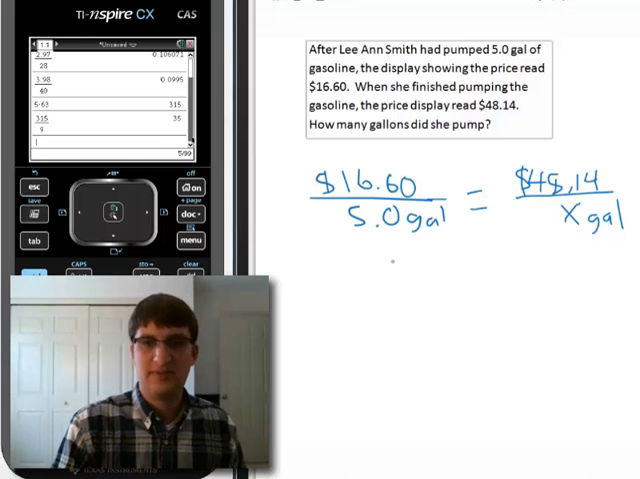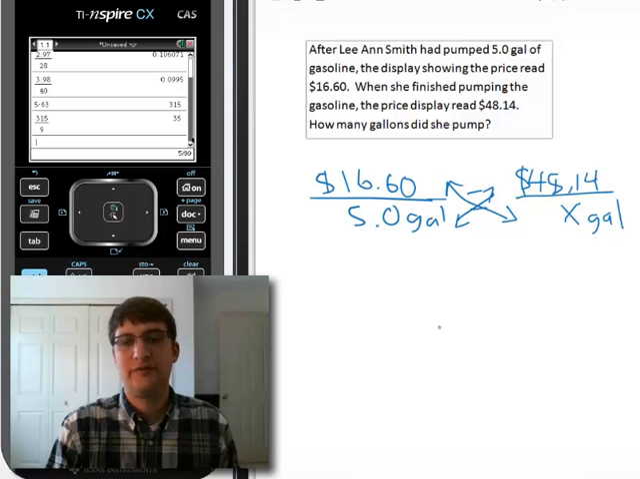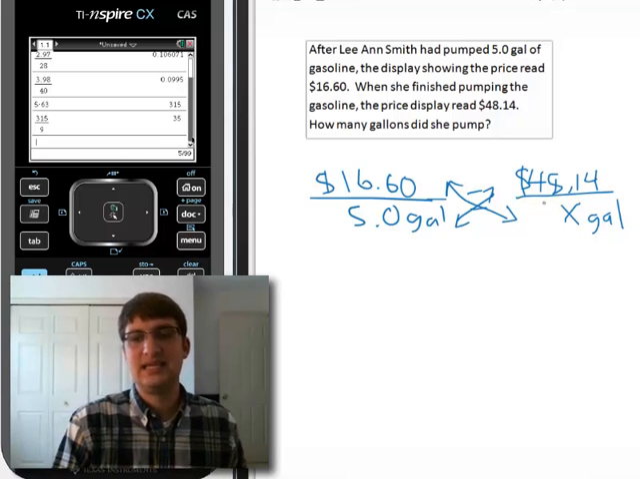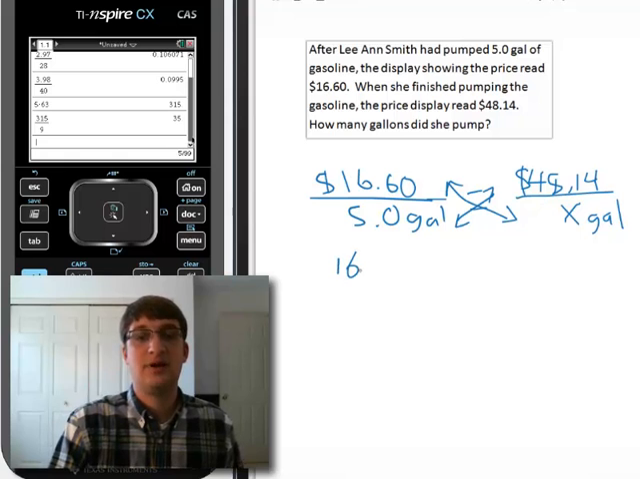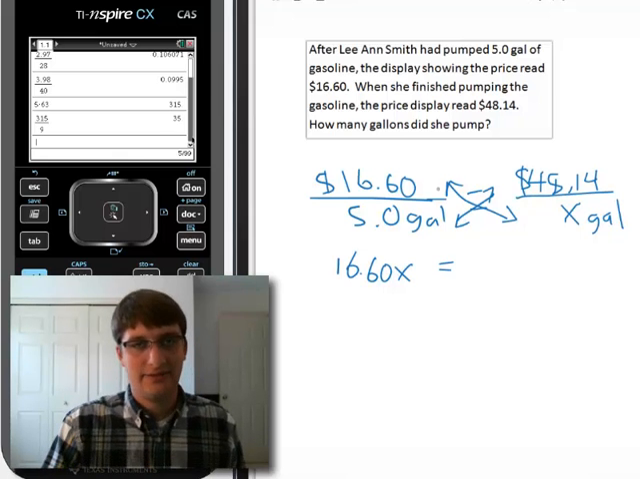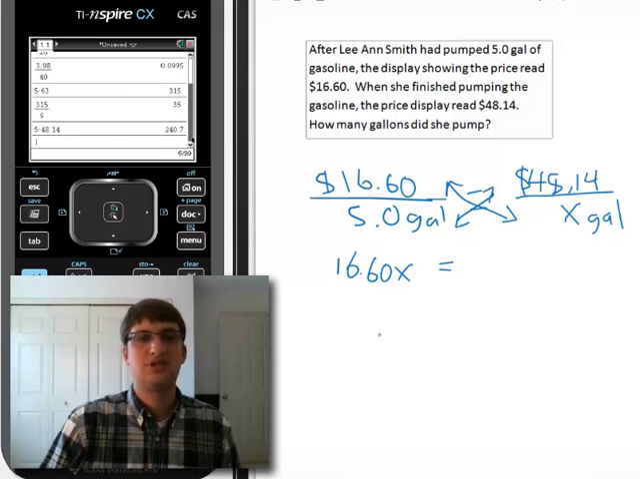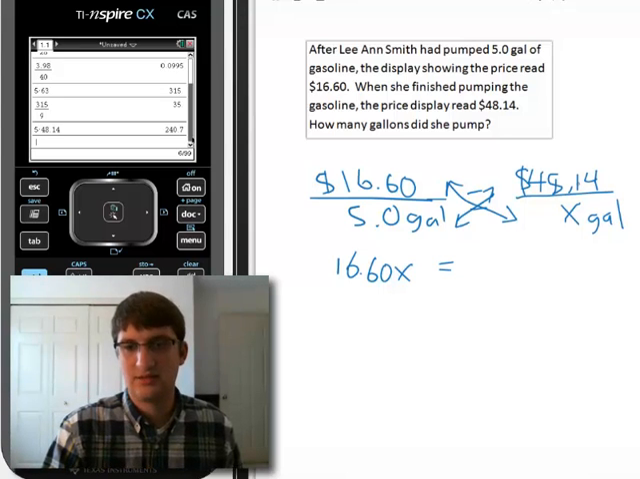Now, just like before, I am going to cross multiply, and that's going to help me solve for this, okay? So I got 1660 times x, okay? So I'm going to write 1660x equals 5 gallons times 48.14, okay? So let's go ahead and do that on the calculator because I cannot do that in my head. 48.14, enter, okay? Which is $240.70. So let's go ahead and write that.